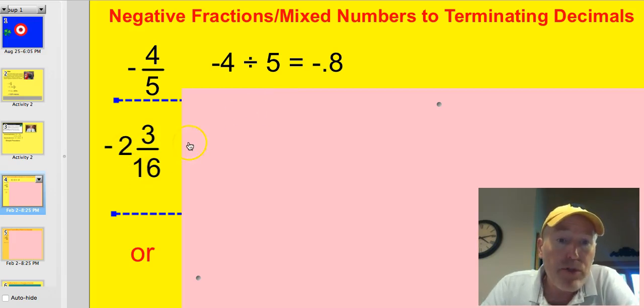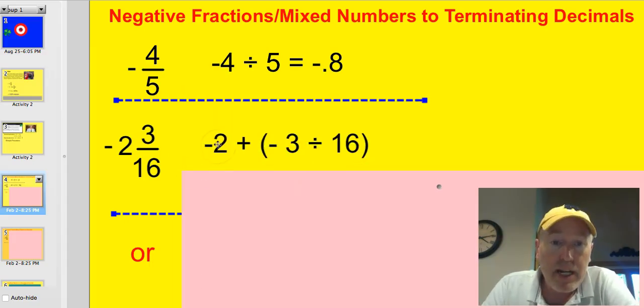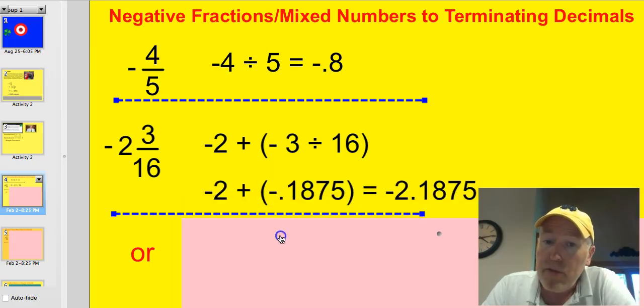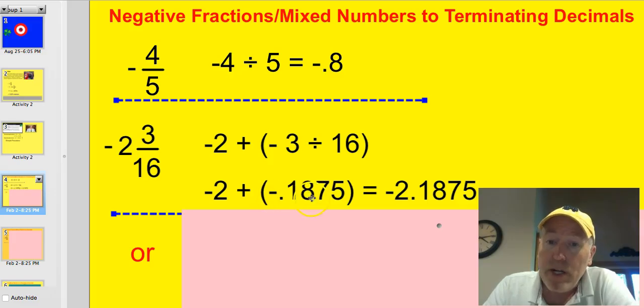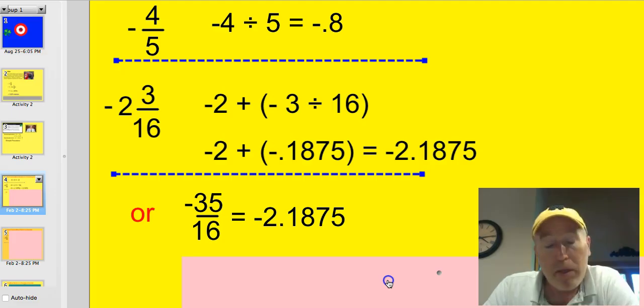Similarly, you can take this one here. You have negative 2 3/16, and you have to write that as a decimal. I like to break it down. It's really a negative 2 plus a negative 3 divided by 16. Remember, that's what this means, 3 divided by 16, so it's a negative 3 divided by 16. If you take negative 3 divided by 16, you'll get negative 0.1875. You can simply add these two, a negative plus another negative, so you have a negative 2.1875.